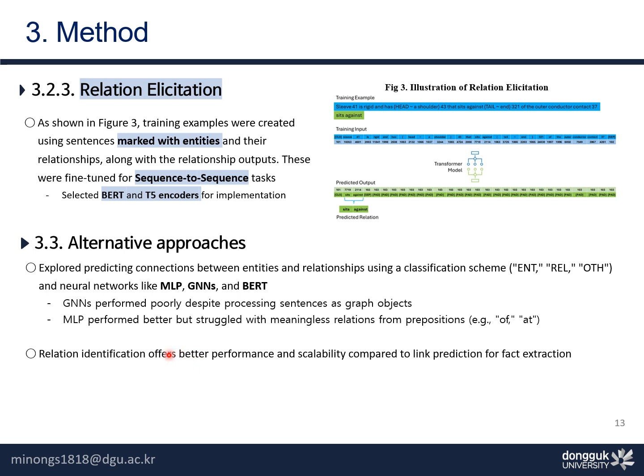The performance results show that GNNs performed poorly and MLP caused issues with positions. The link prediction method was more complex for training and application. The relationship identification approach demonstrated better performance and scalability.